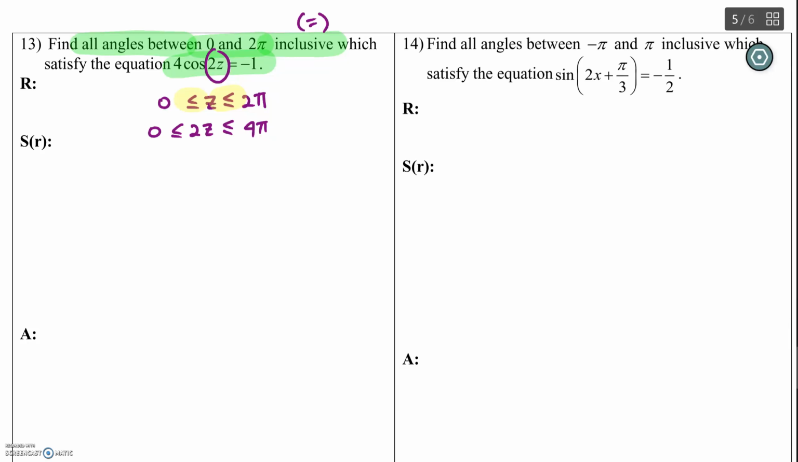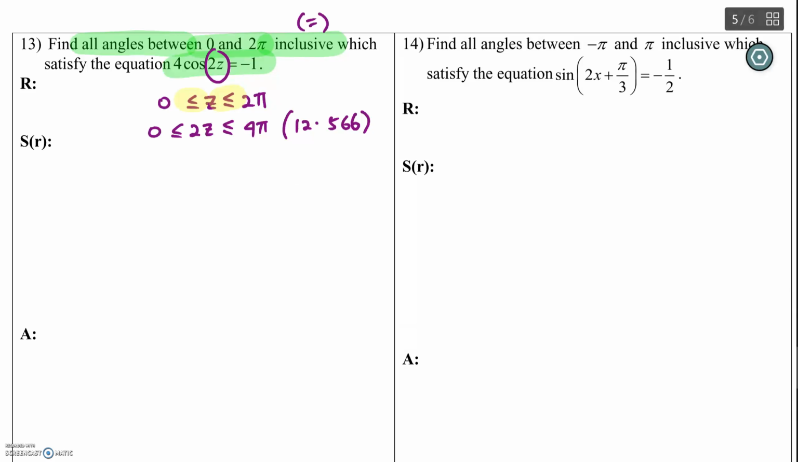Okay, change 4 pi to decimal place. Okay, by keying the calculator, you get 12.566. It's easier to check whether your 2z values lie in this range when it's represented in the decimal place.